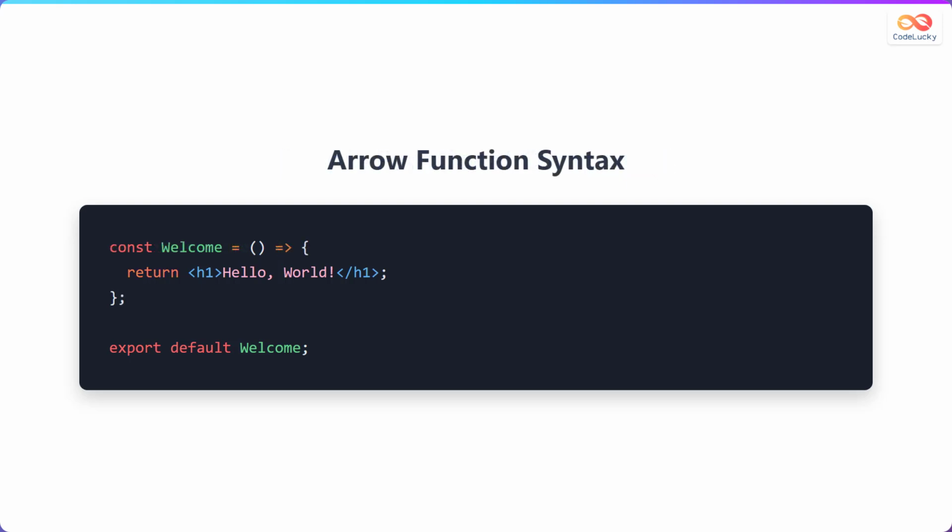Here's the same welcome component, but now written using arrow function syntax. Instead of using the function keyword, we define welcome as a constant and assign it an arrow function. The arrow function also returns an h1 heading element with the text, "Hello, world." The final step is to export the welcome component as the default export.